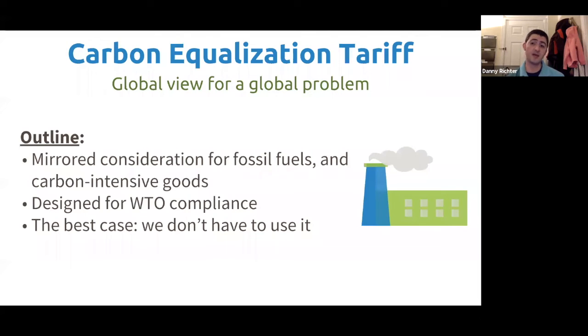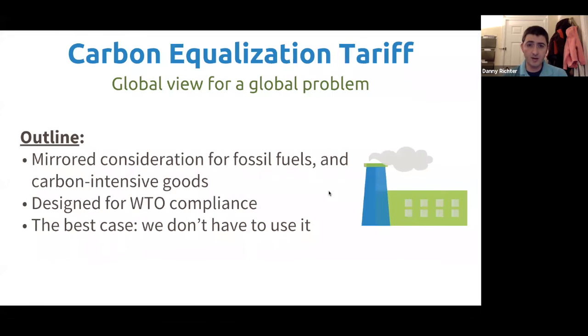It would be complicated, so there's language in the bill that says if a country has an equivalent price, based only on a price, so not regulations, based on a cap, a fee, or a tax, then we can determine equivalence. And if via a multilateral or a bilateral treaty, those two countries have determined equivalence, then you don't have to do the carbon equalization tariff. And again, that is the best case scenario.